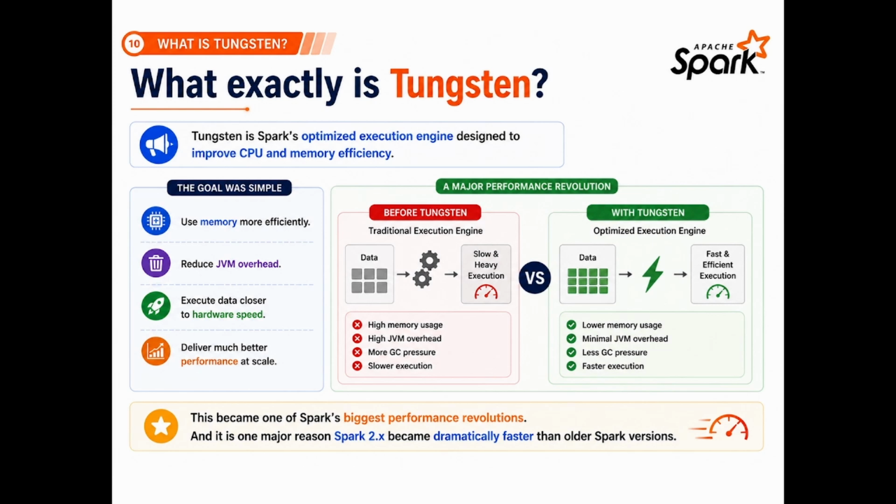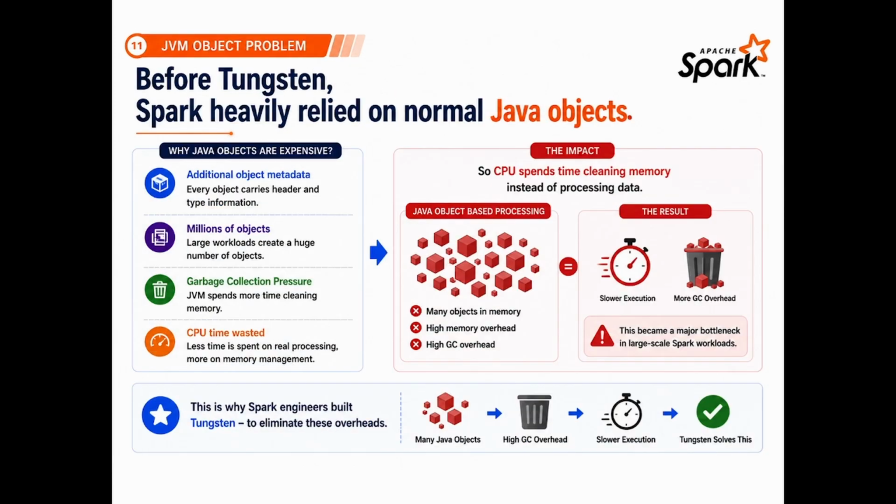But before we explore what Tungsten does, we need to understand the exact problem it was solving. And this slide shows it perfectly. Before Tungsten, Spark heavily relied on normal Java objects. Now, why is that a problem? Every single Java object carries hidden weight: an object header, type information, references. For a single record, that overhead is tiny. But think about a real Spark job. You're not processing one record. You're processing millions, sometimes hundreds of millions. Suddenly you have millions of Java objects in memory, each one carrying its own overhead.